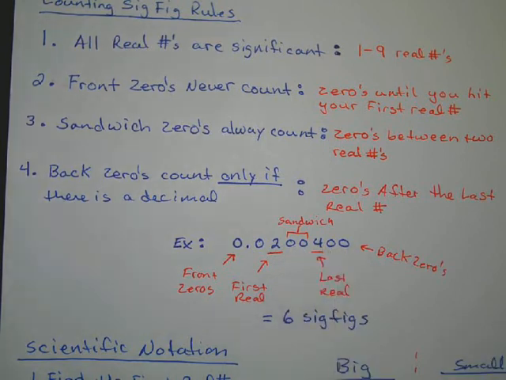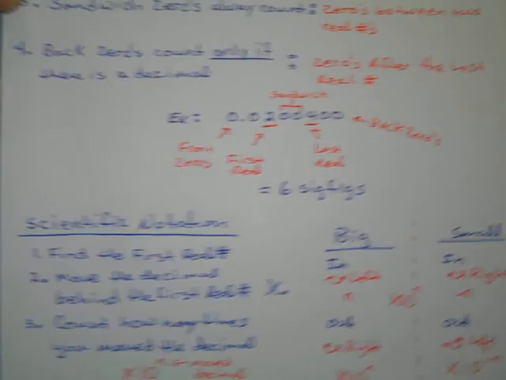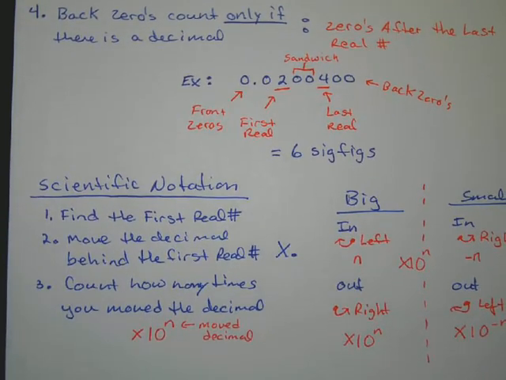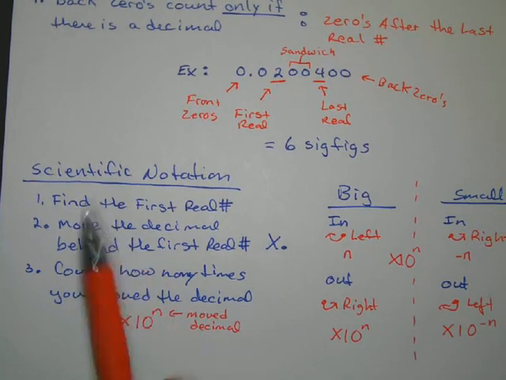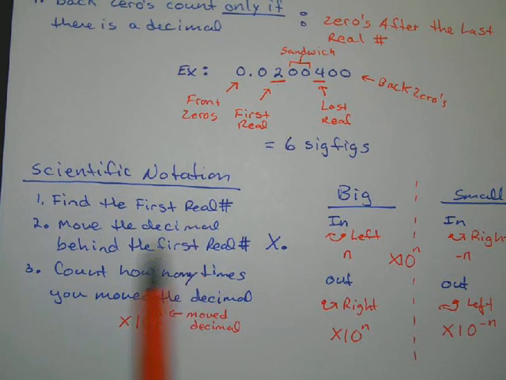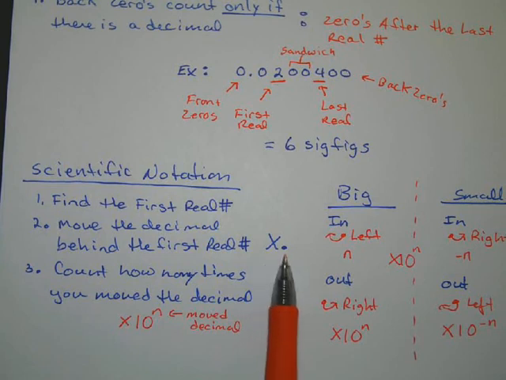And then we talked about scientific notation, okay? Now, to do scientific notation, I said first you have to find the first real number. Once you found the first real number, you're going to move the decimal behind the first real number, like this. This example, if x was a number, okay? Then you got to count how many times you move the decimal. Remember, you go times 10, and n represents the amount of times you move the decimal, okay?